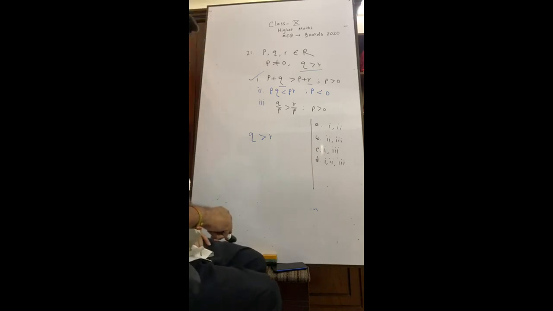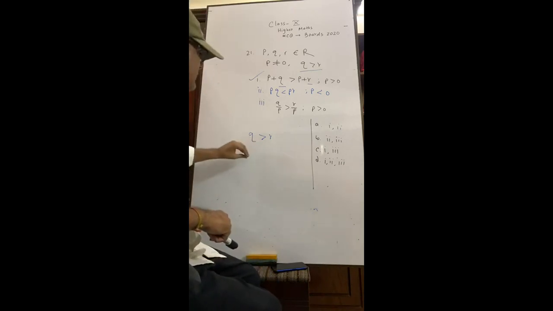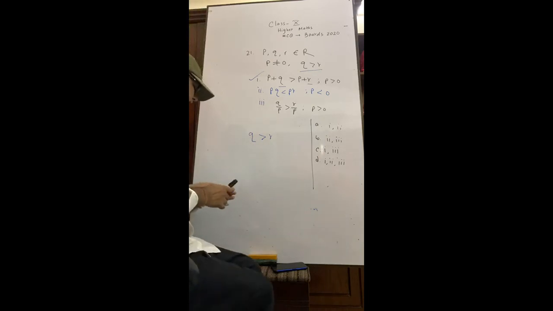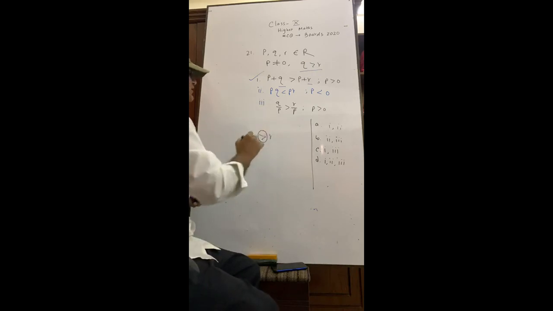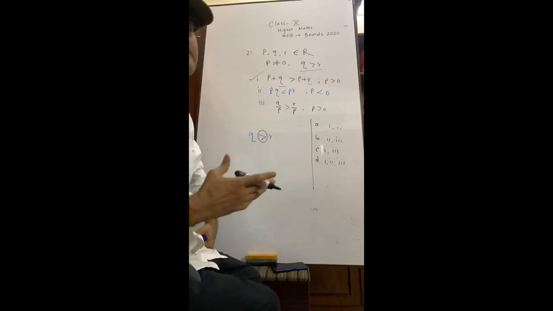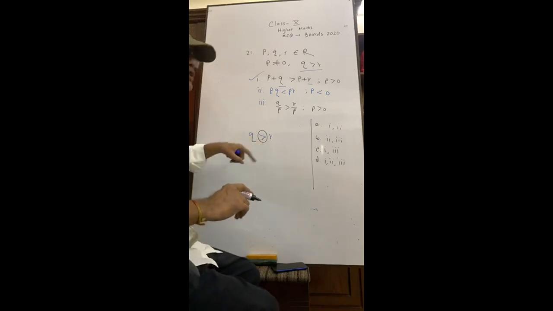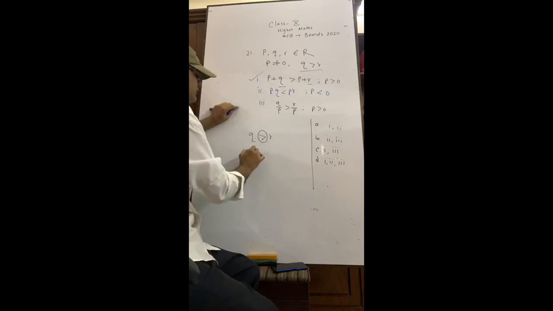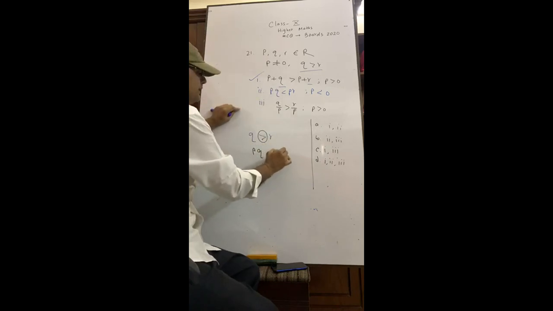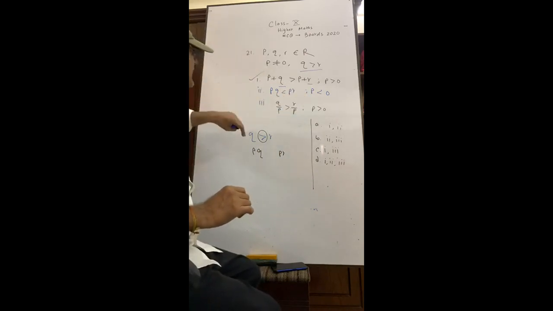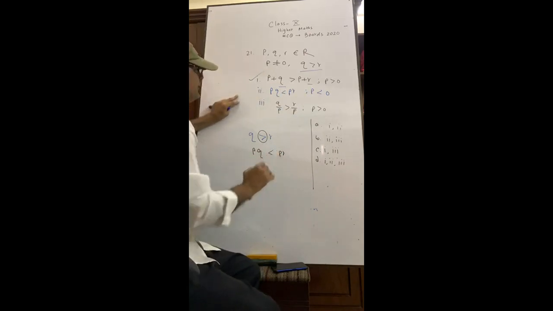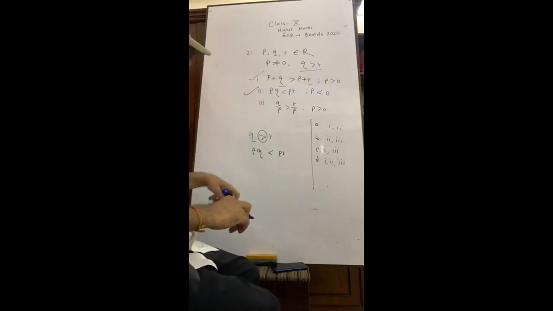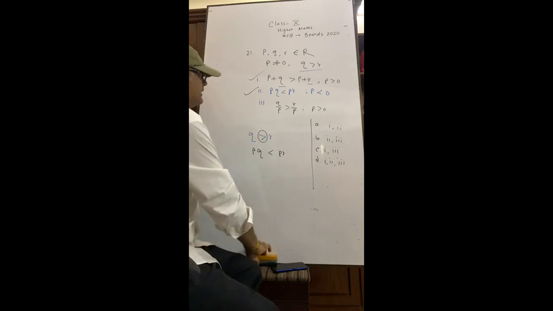So if we multiply by -1 or divide by -1, then this sign will be interchanged. That means greater than will be less than, okay? So if we multiply by P, that means PQ and PR, as P is less than 0, it will be PQ less than PR. So number 2 is also right.